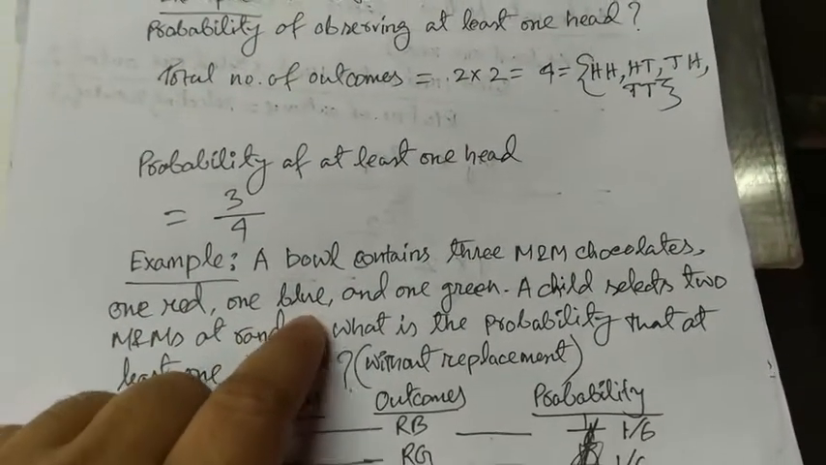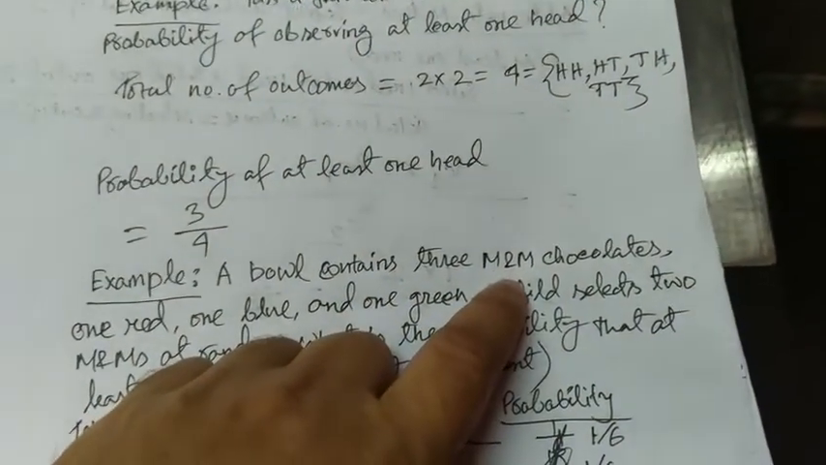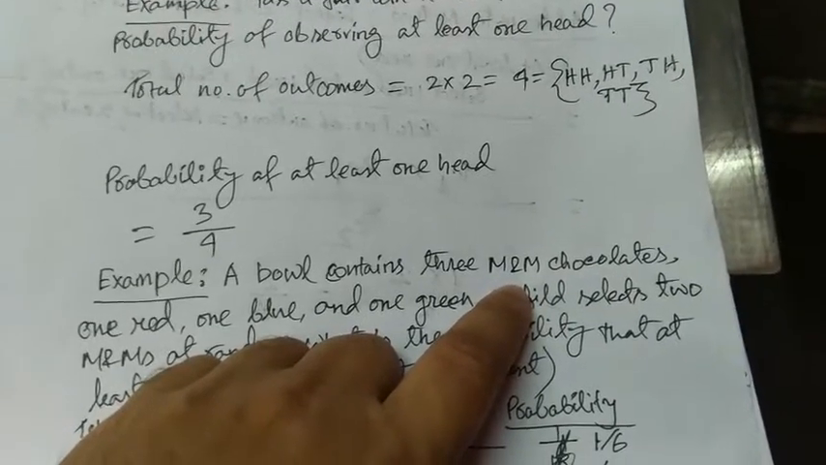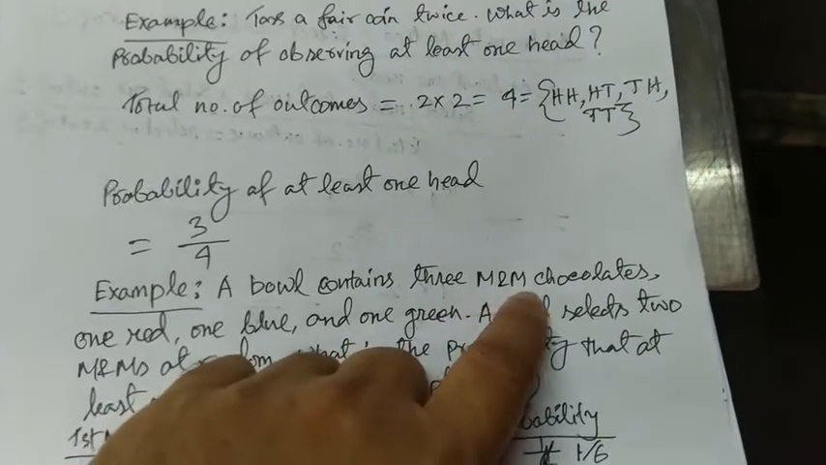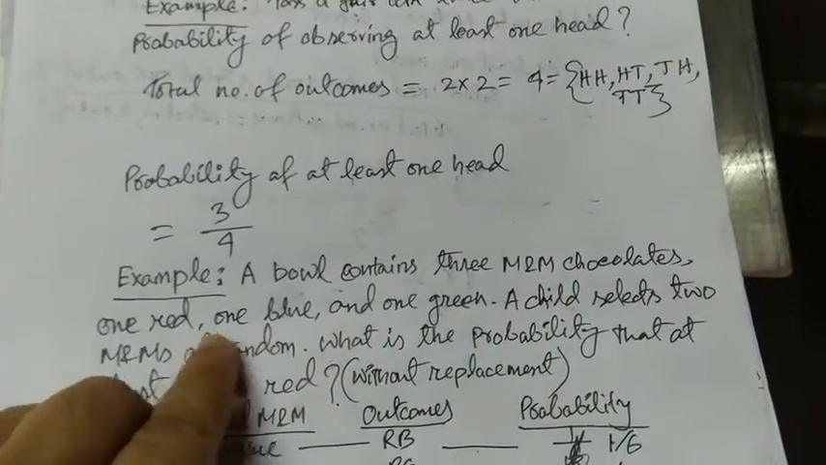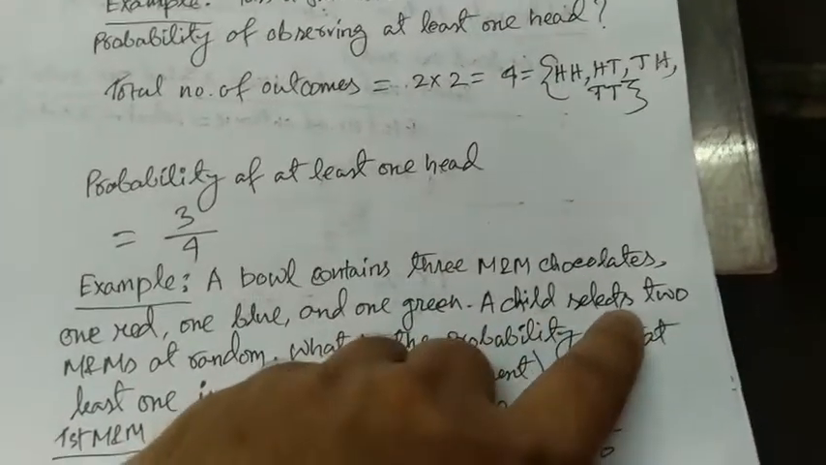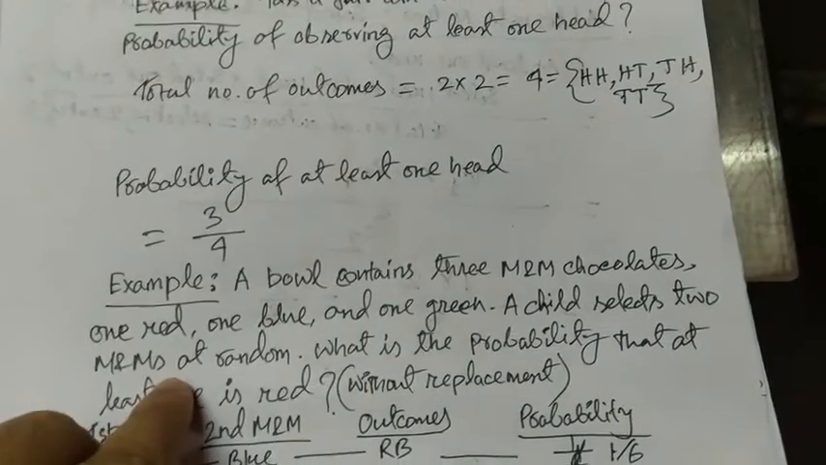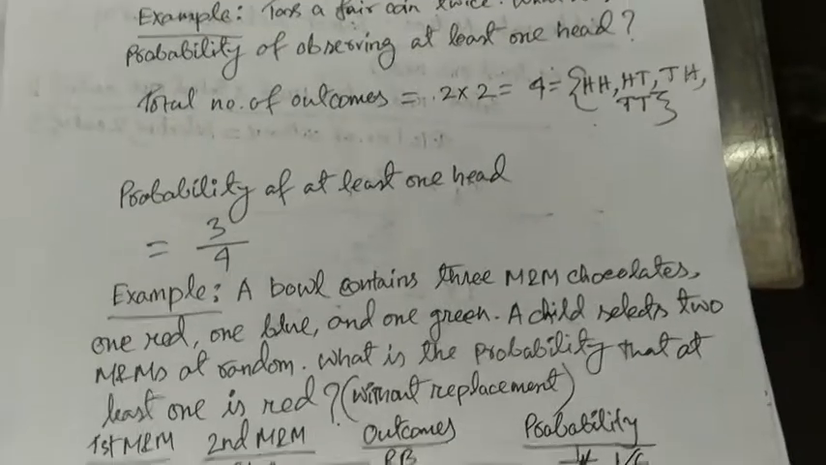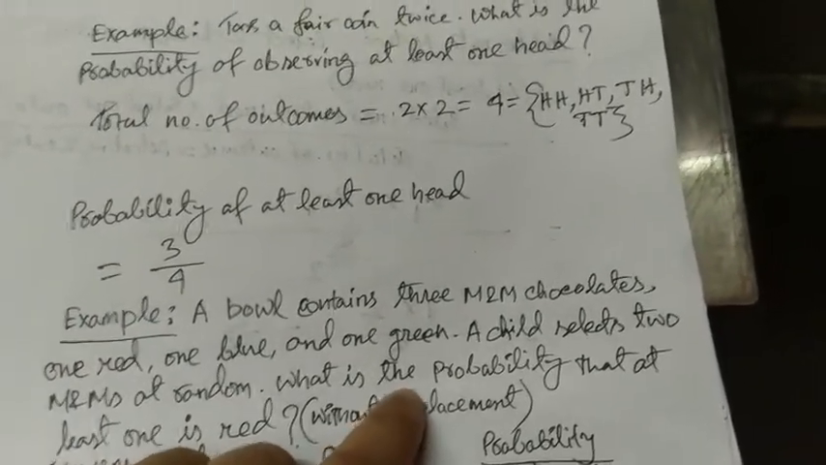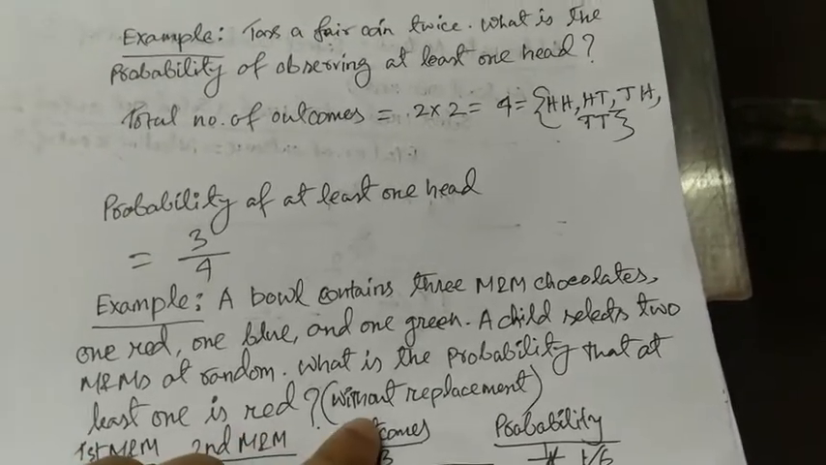Now the next example: a bowl contains 3 M&M chocolates. It's a very favorite chocolate, right? A bowl contains 3 M&M chocolates, one red, one blue and one green. A child selects 2 M&M chocolates at random. What is the probability that at least one is red, without replacement?